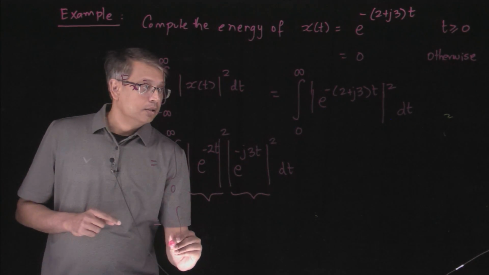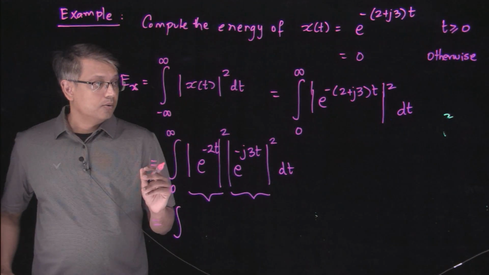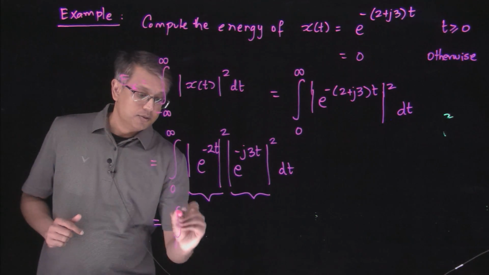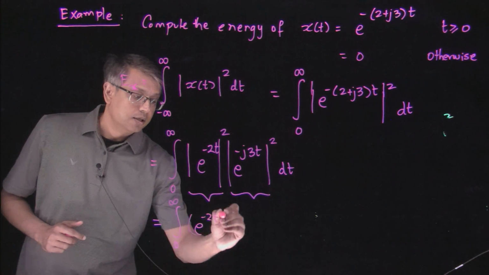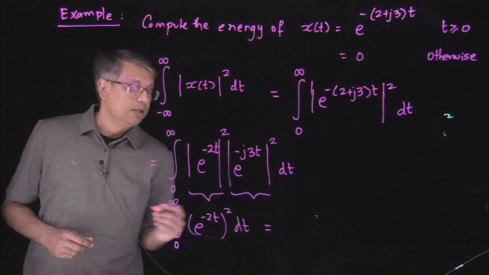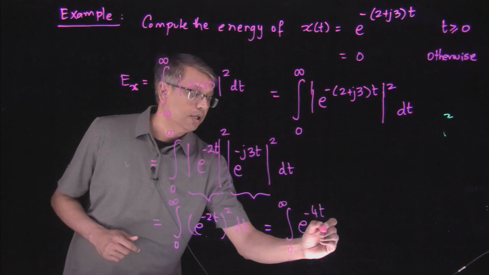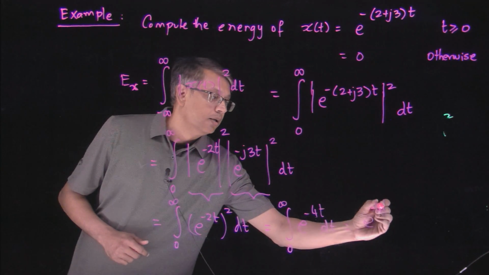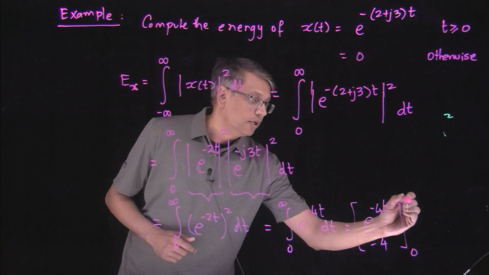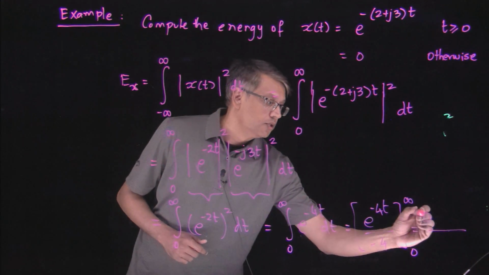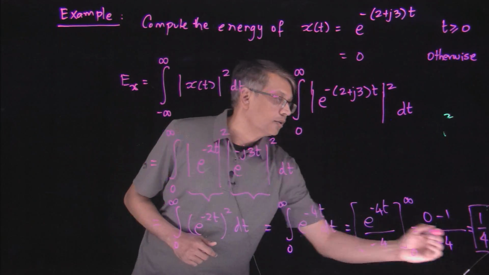So this whole integral becomes the integral from 0 to infinity of e to the negative 2t squared dt, and that's a pretty straightforward integral, as this is e to the negative 4t dt, which is e to the negative 4t divided by negative 4 from 0 to infinity, which gives you 0 minus 1 divided by negative 4, and the final answer is 1 over 4.